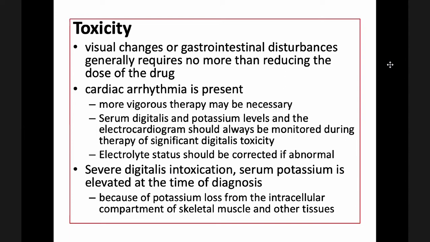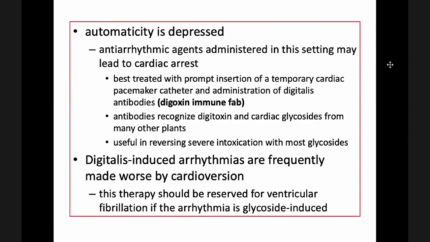Now, in cases of severe digitalis intoxication, serum potassium is elevated at the time of diagnosis, because potassium loss from the intracellular compartment of skeletal muscles and other tissues is usually observed with severe digitalis intoxication. So usually the automaticity is depressed. Antiarrhythmic agents administered in this setting may lead to cardiac arrest. So they are best treated with prompt insertion of a temporary cardiac pacemaker catheter, and administration of digitalis antibodies, or digoxin immune Fab.